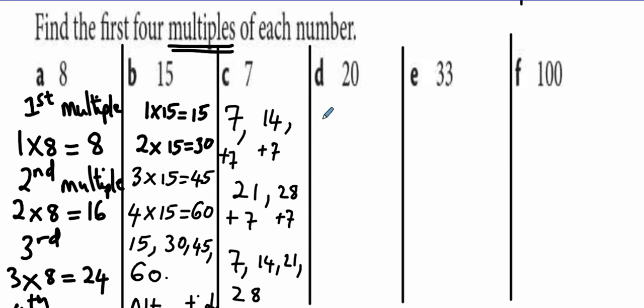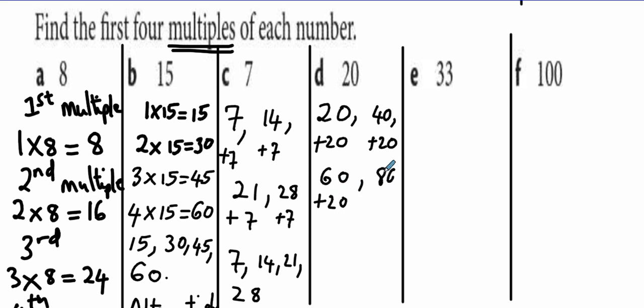Okay, using the concept of addition, multiples of 20 are, you start with the 20 itself, and then to get the next number, you need to add 20 to the previous number. So 20 plus 20, that makes 40. To get the next multiple of 20, you add 20 to the previous number, that was 40. So 40 plus 20 is 60. To get the next multiple after 60, you take 60, add 20, you get 8.